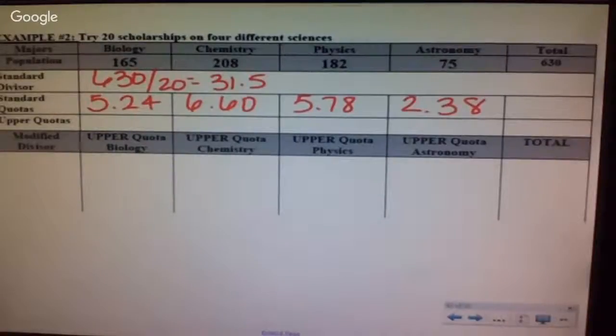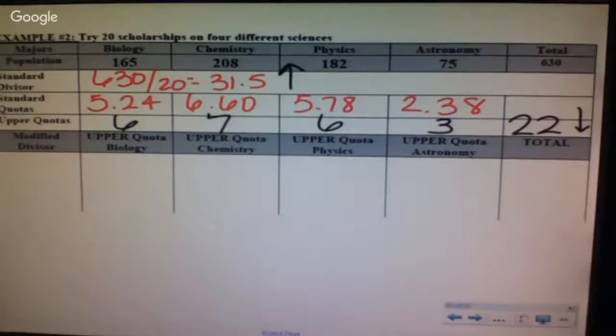All right, Adams' method says we now need to give upper quotas. So no matter what, we round up. So we're at 6, 7, 6, and 3. So that's 22. 22 needs to come down. I want it to be 20. So I need to go somewhere higher than 31.5.